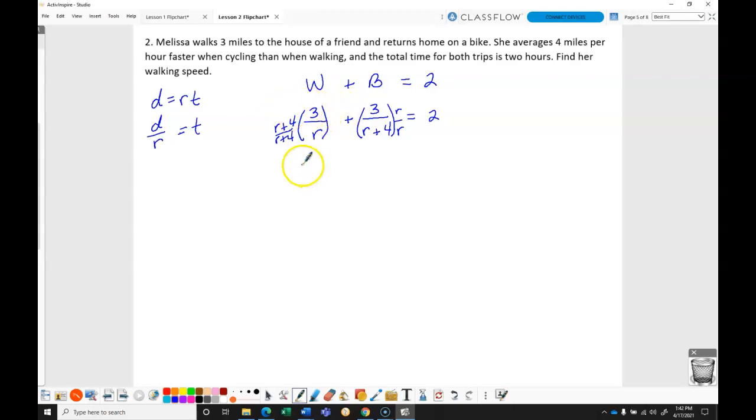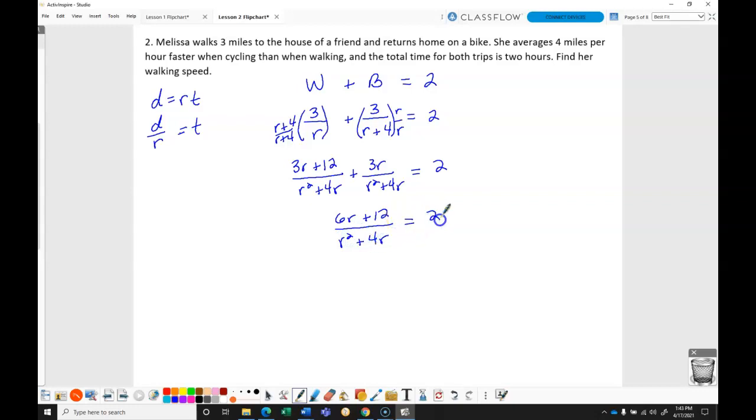So when I do this multiplication, I get 3r plus 12 over r squared plus 4r plus 3r over r squared plus 4r. And that should equal 2. So now that I have like denominators, I can actually add my numerators together. And I'm getting 6r plus 12 over r squared plus 4r.